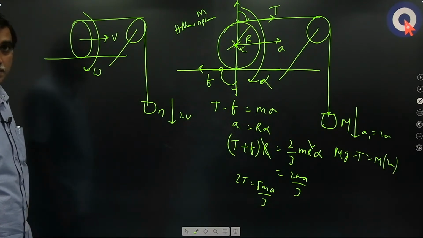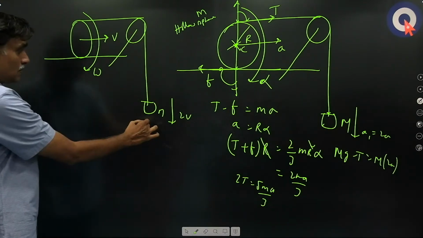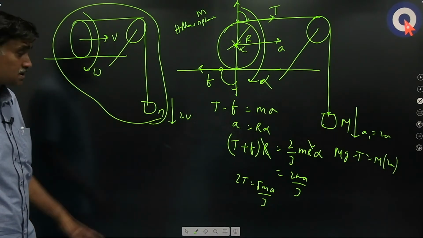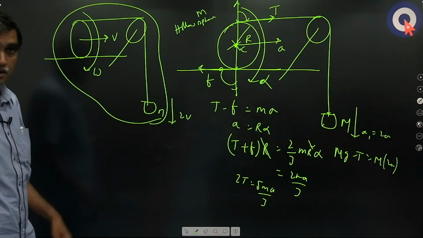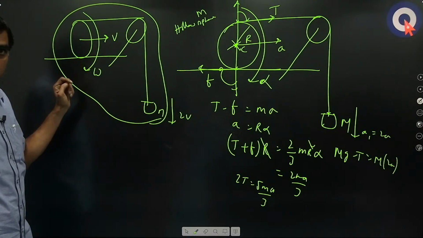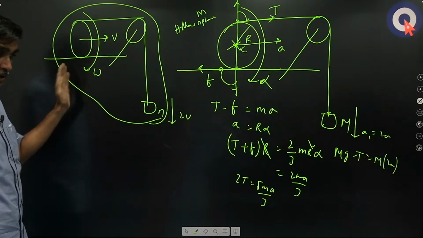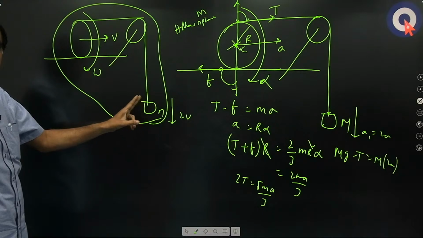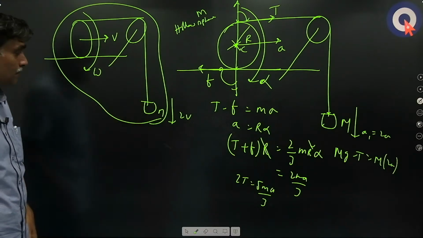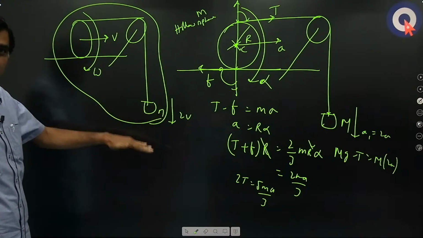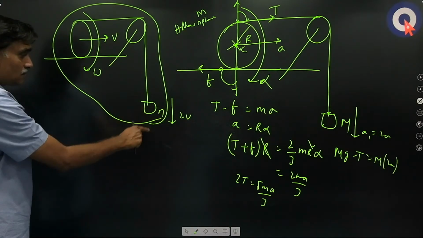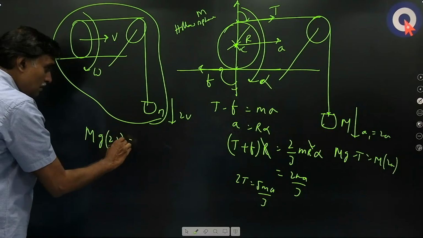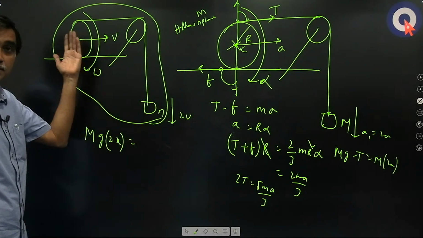Now if I apply energy conservation for the system, the only force doing work on the system is gravitational force on capital M. Friction here, it won't do any work. Static friction, it is not doing any work, okay. And this tension won't do any work on the system. So only force doing work is gravitational force on this block. So work done by gravitational force on this block is Mg into 2x. That is equal to gain in kinetic energy of the system.